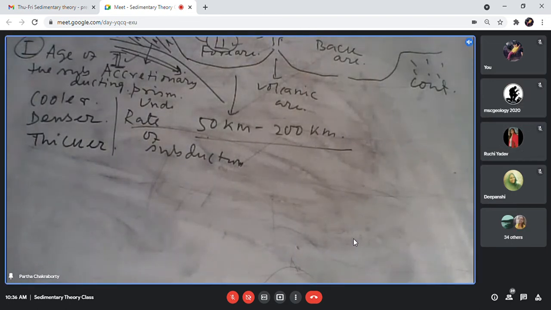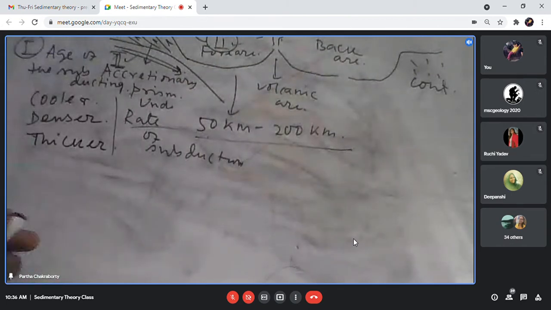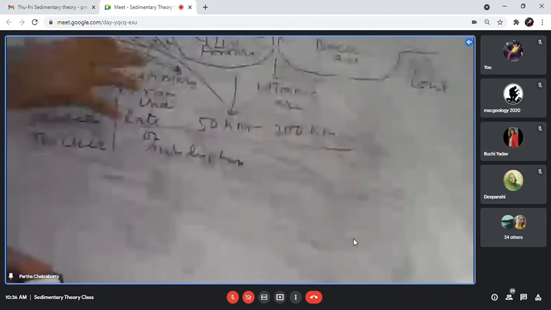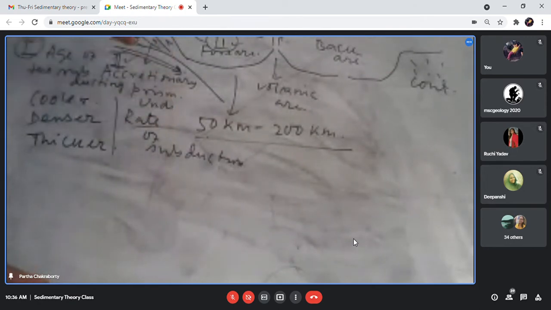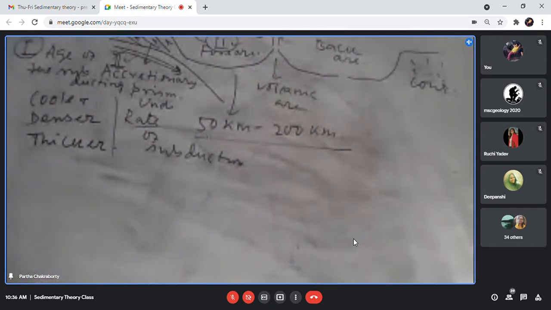What I am saying is that there are two rates here. Rate of convergence, whoever was talking earlier, is for the overriding plate. Rate of subduction is for the downgoing plate. Okay? And these two rates basically control how this portion will behave.